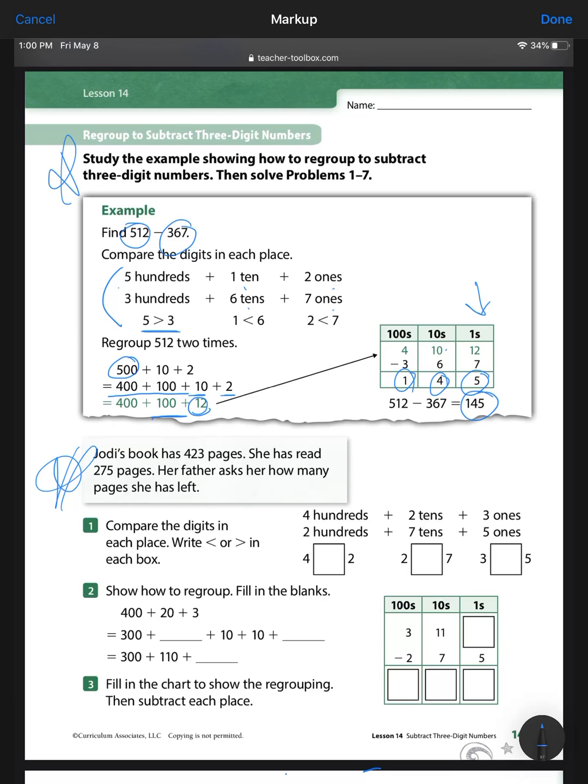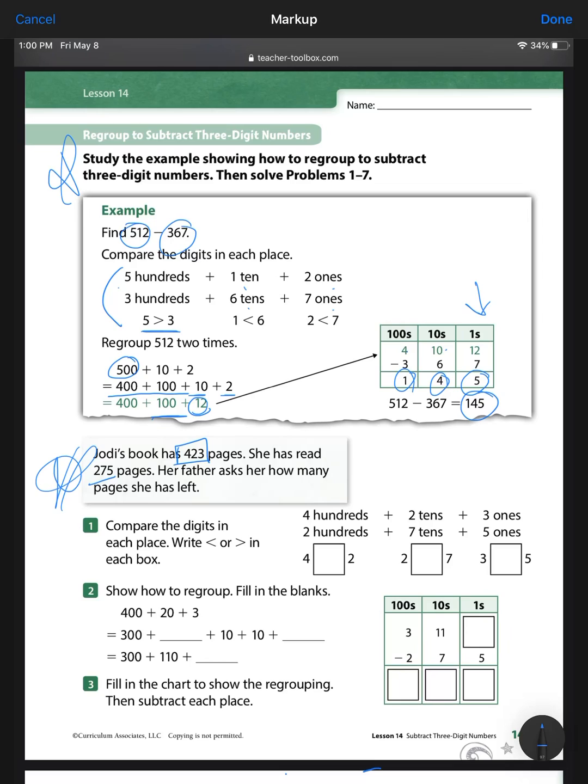Okay, let's read the question. Let's read our information for the next couple problems. Jody's book has 423 pages. She has read 275 pages. Her father asked her how many pages she has left. So we know that 423 is larger because of the 4 in the hundreds place. It's bigger than the 2 in the hundreds place of 275. So let's read number 1.